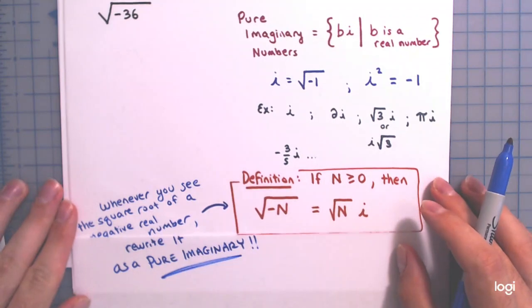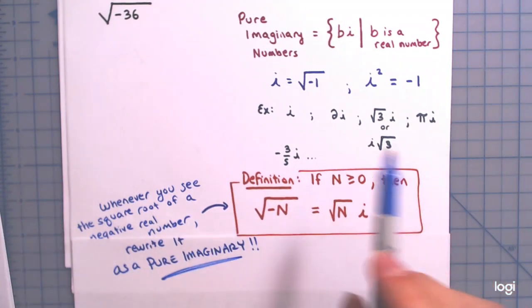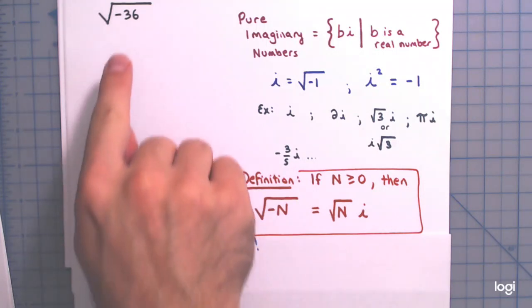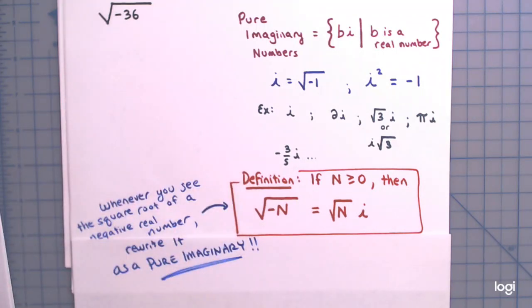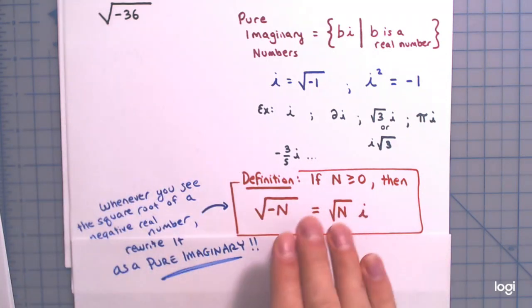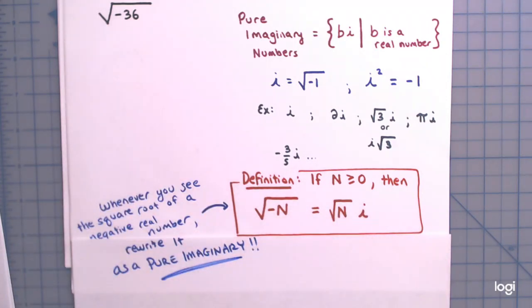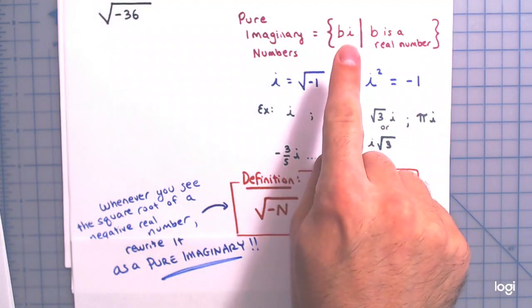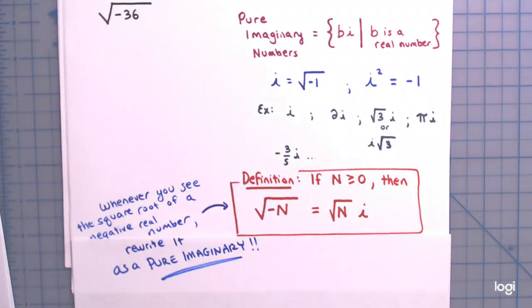Okay? So back to my example, way back up here. I have the square root of negative 36, right? The square root of a negative number. So according to what I've written over here, I should be able to rewrite this as one of these pure imaginary numbers involving this imaginary unit i, this square root of -1.